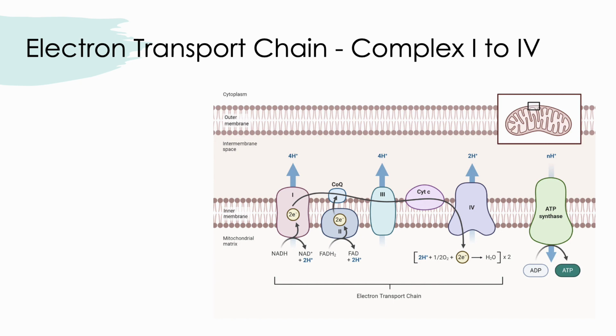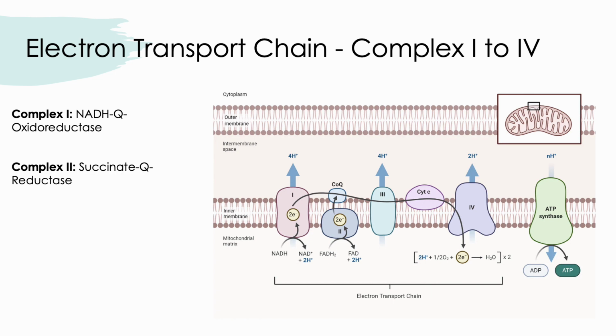Now, these high-energy electron carriers enter the electron transport chain, which consists of 4 major complexes. NADH enters the chain at complex 1, which is called the NADH-Q oxidoreductase. Here, NADH gets oxidized back to NAD, and this process forces 4 protons from the matrix to the intermembrane space. The electrons from NADH are transported through the complex to coenzyme Q, where they will be further transported through the remainder of the complexes.